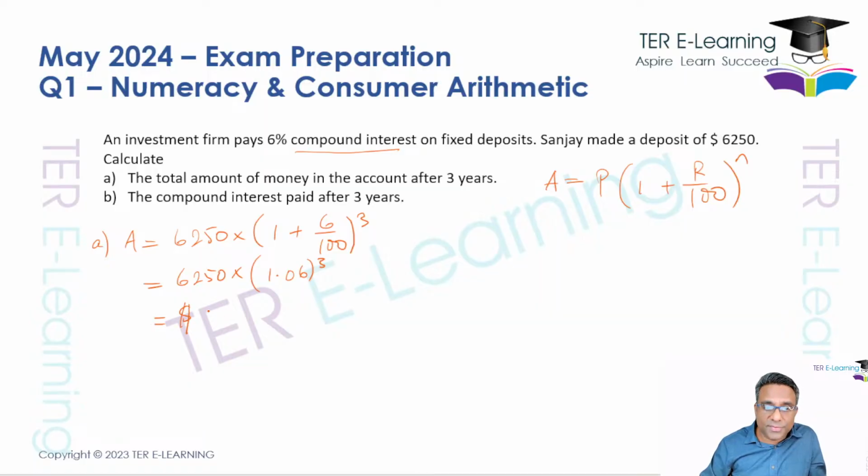of 744.385. So that is going to be the total amount after that period of 3 years. So that's what the formula gives us. It gives us the total amount in the account after a period of time.